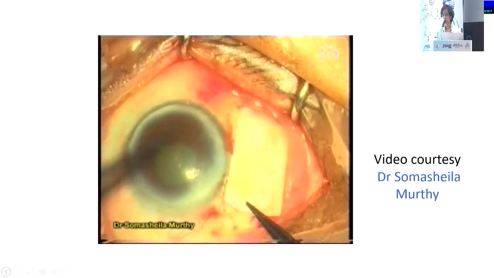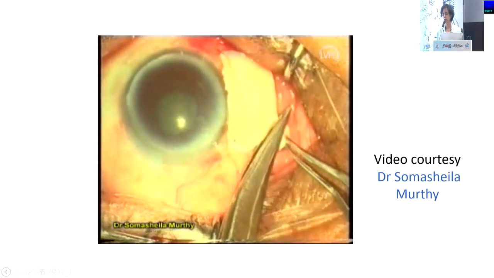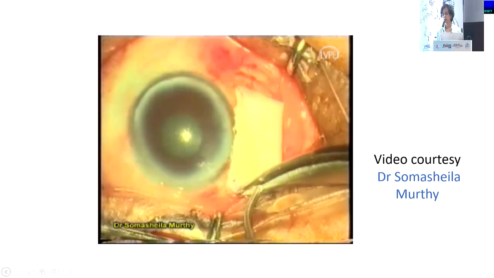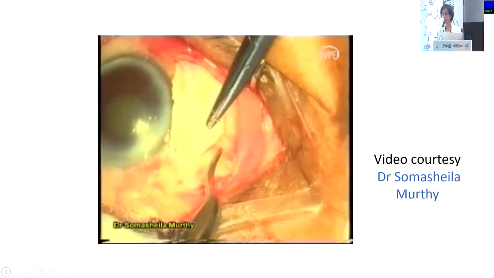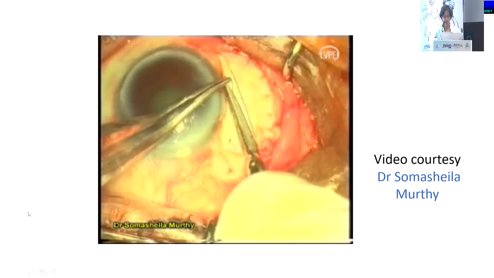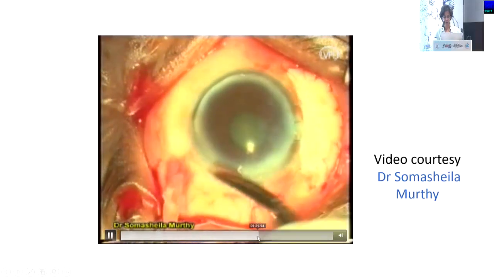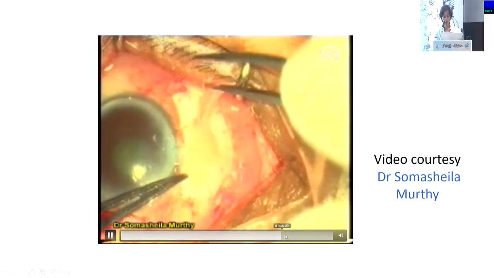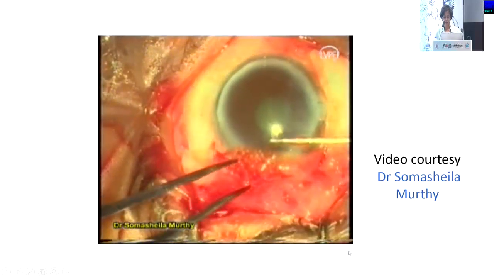So again, it is important to cover this graft with conjunctiva, which she has taken from the inferior side, and then close the conjunctiva in both places with the help of tissue glue or sutures. So I'll just forward this video. This is the conjunctival graft being prepared and then placed on the scleral graft, and she's closing it.